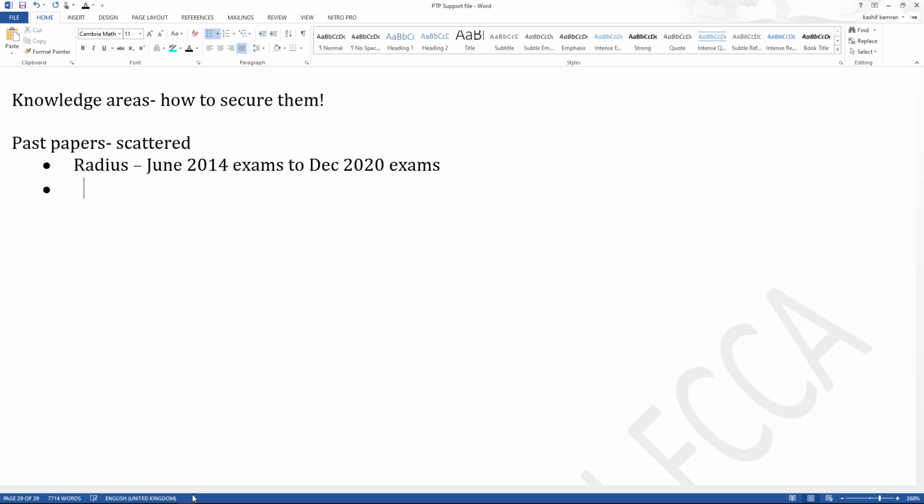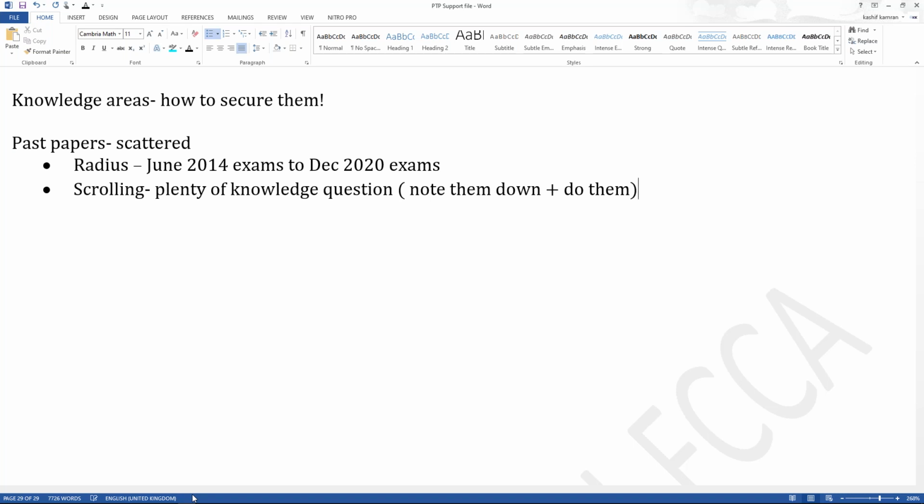When you are scrolling over the past papers in this radius, you will get plenty of knowledge questions. Note them down, note them down, note them down, plus do them. You might be lucky enough that in the March 21 exams, if knowledge comes, it might be a repetition of something you have done in the last 6 to 7 years, because that's the case with the AAA paper. So scroll down, note them down, and do them.